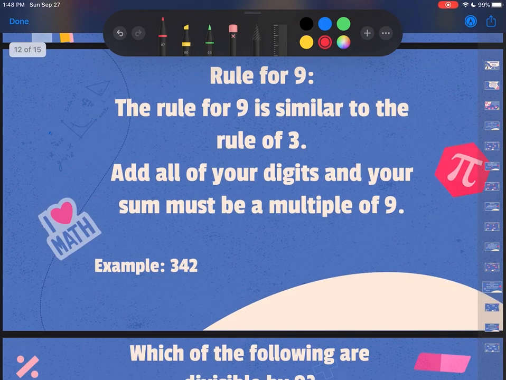Let's look at our rule for 9. The rule for 9 is similar to the rule of 3. I need to add all of my digits, and if my sum is a multiple of 9, then that means it is divisible by 9. So let's try to add them up.